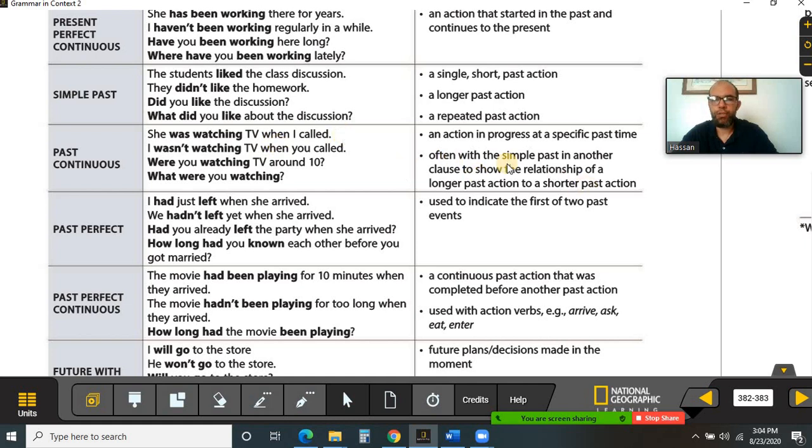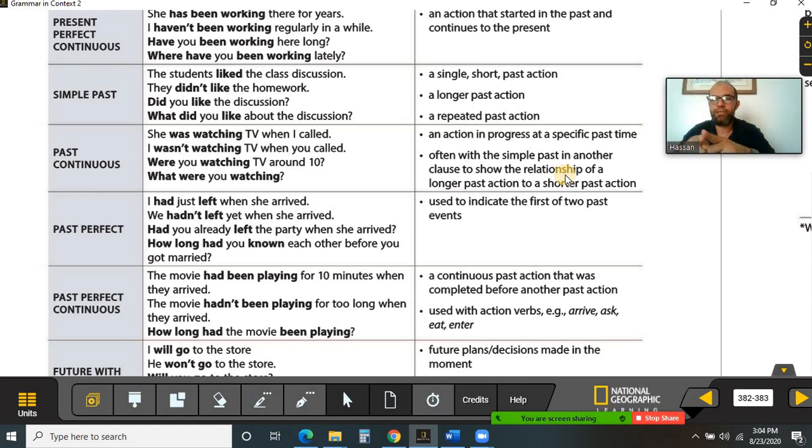Now, also often with the simple past in another clause to show the relationship of a longer past action to a short past action. And this is the main usage actually of the past progressive. Let's put it in simple words. We use the past progressive to show or to tell what was happening in progress at a certain time in the past.